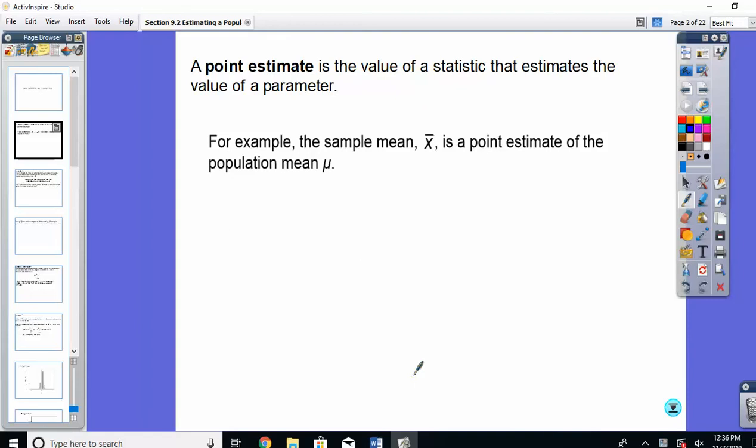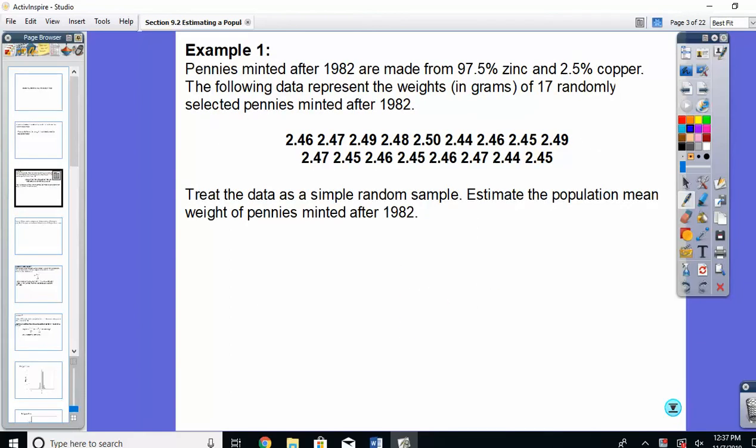We've been talking about the point estimate for p-hat, but the next step is the point estimate for x-bar, the sample mean. So first example. Pennies minted after 1982 are made from 97.5% zinc and 2.5% copper. The following data represents the weights of 17 randomly selected pennies minted after 1982. Treating the data as a simple random sample, estimate the population mean weight of pennies after 1982.